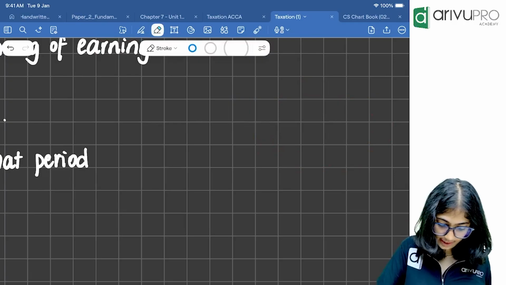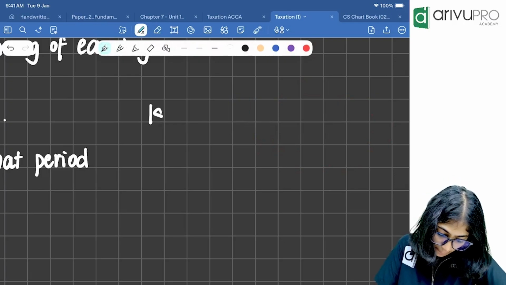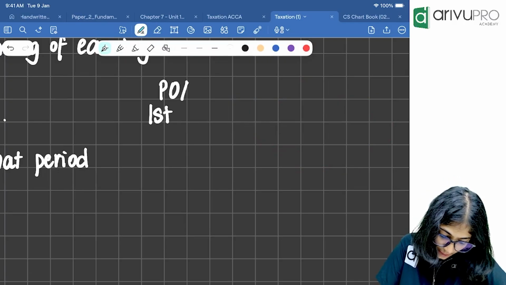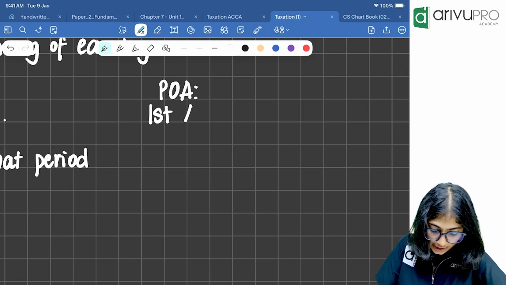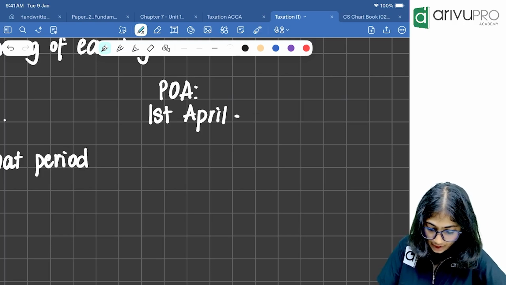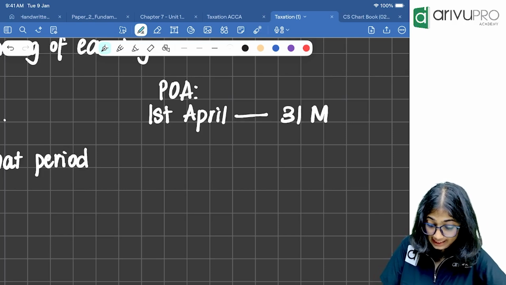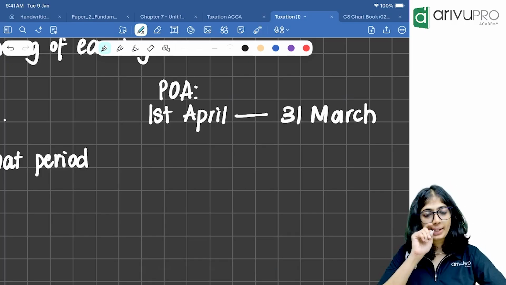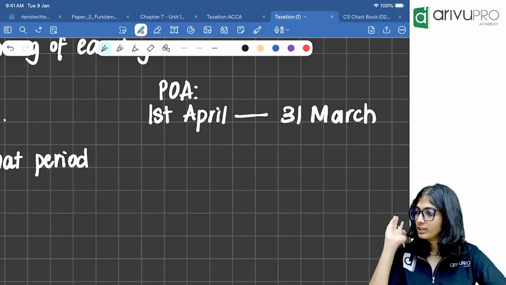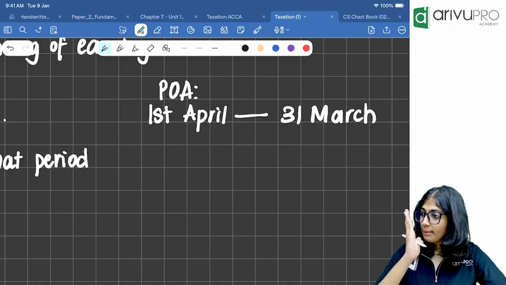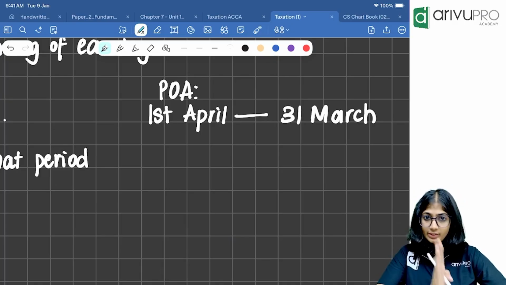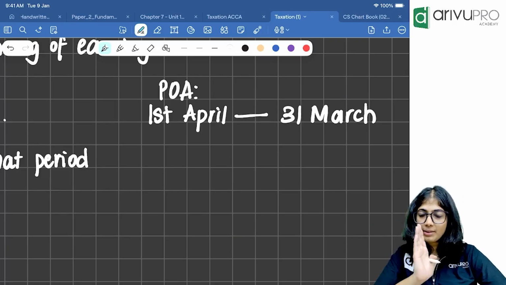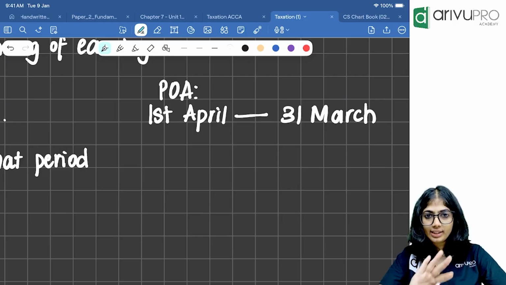Let's put it like this. Let's say the period of account is 1st April to 31st March. Period of account can be anything. Whatever the company chooses as period of account is the period of account. It can be for 1 year, 6 months, 3 months, or even a 1.5 year period of account. Whatever they want, they can choose.